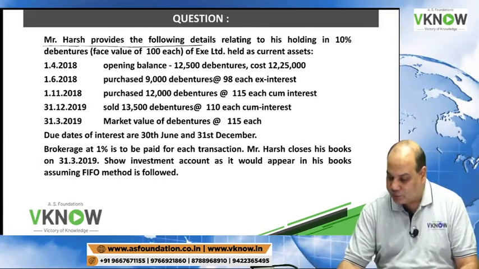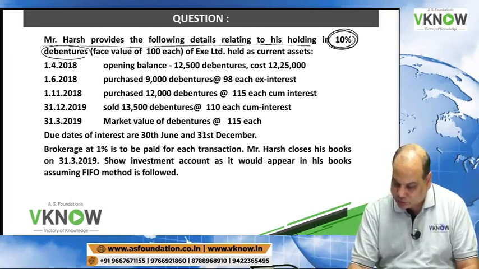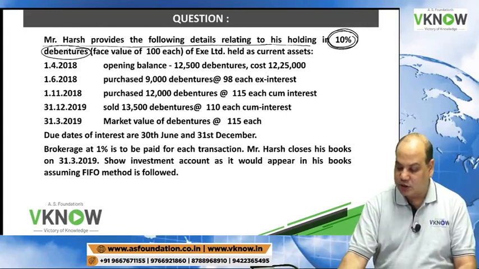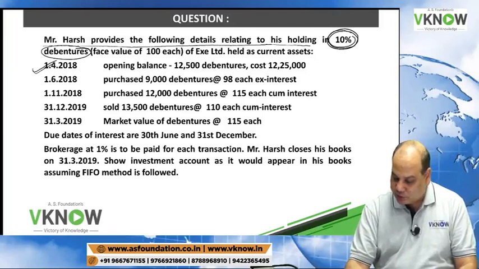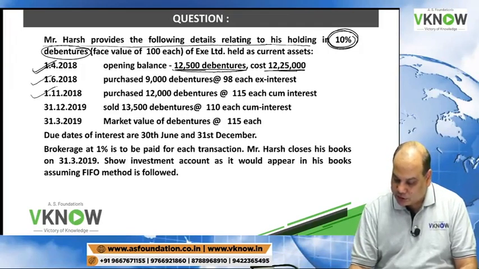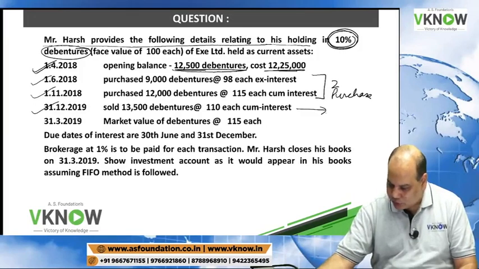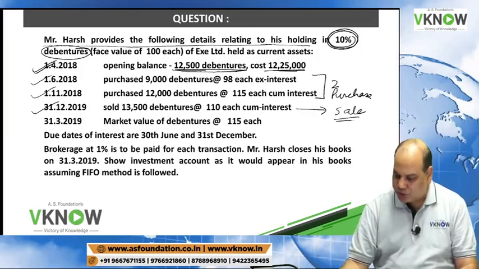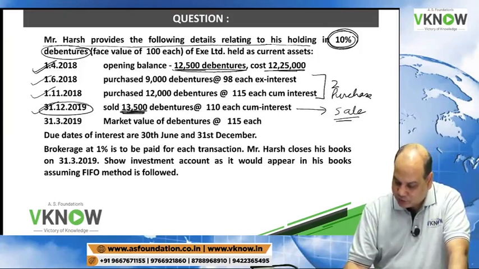Mr. Harsh provides the following details regarding his holding in 10% debenture. So, interest rate is 10%. Face value is rupees 100 each of X Limited held as current asset. This is the opening balance given to you. Number of debentures 12,500 and this is the cost. Then there are two purchases and one sale. Sale is after the purchases, 13,500.